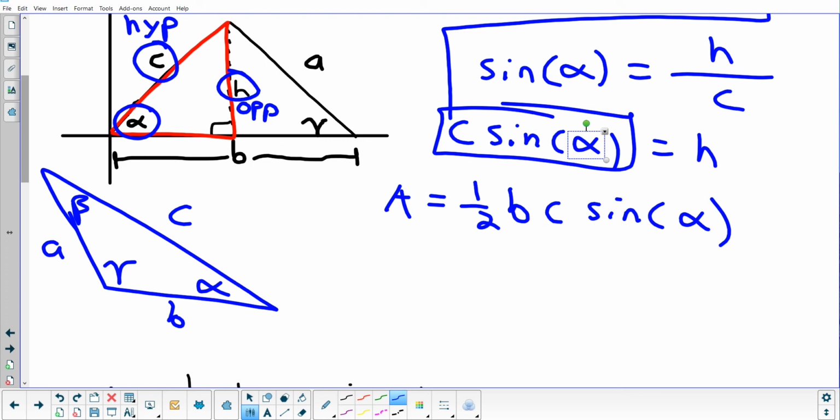Where is angle alpha compared to the two sides we used, B and C? In between them. That's the pattern. So can someone give me a different way you could write the area, but don't use alpha? Pick a different angle, and once you pick your angle, if you see the pattern, you should know which sides to pick as well.